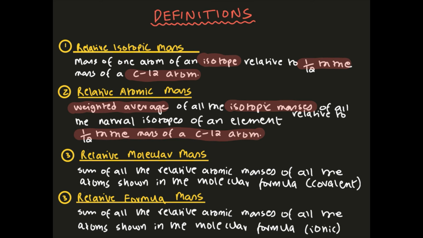A relative molecular mass, or the Mr, is going to be the sum of all the relative atomic masses that are shown in the molecular formula. So for example, if you have a compound like H2O, which is water, then you're going to take the Ar of hydrogen, multiply it by 2, and add it to the Ar of oxygen, and that's going to give you the relative molecular mass, which is 18. Now, the term relative molecular mass is used for covalent compounds, and the term relative formula mass is used for ionic compounds. However, both of them have the same definition.